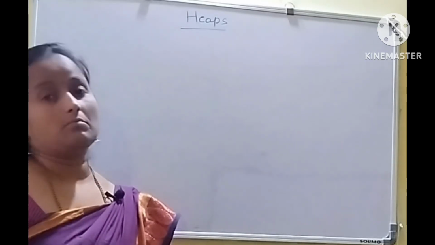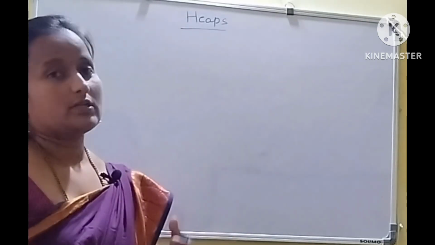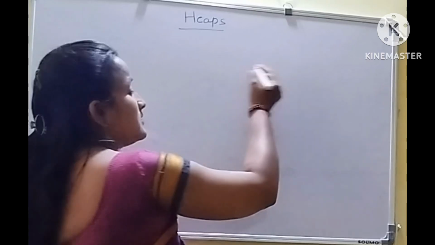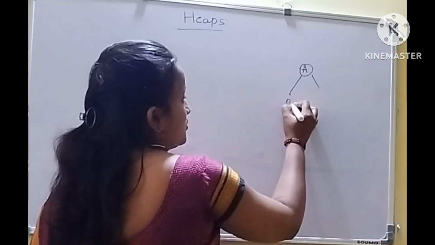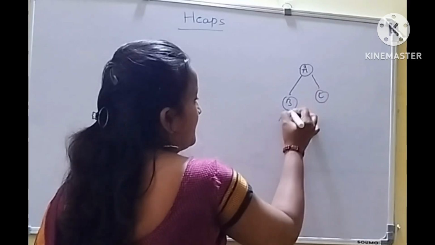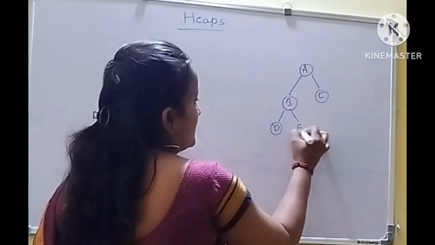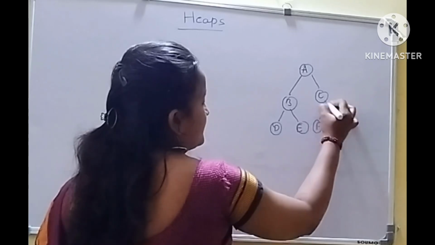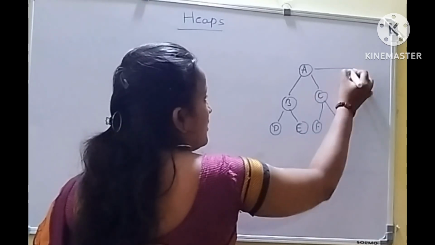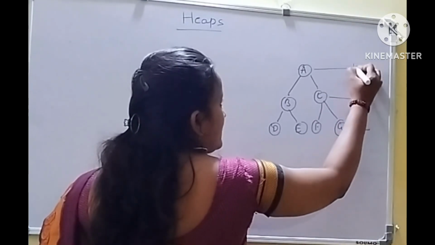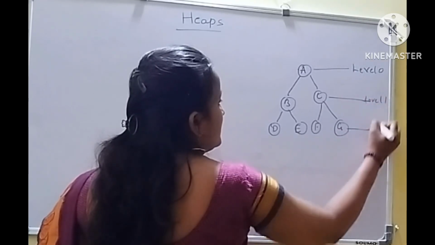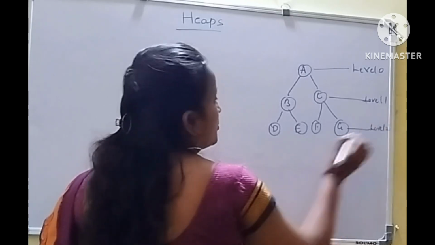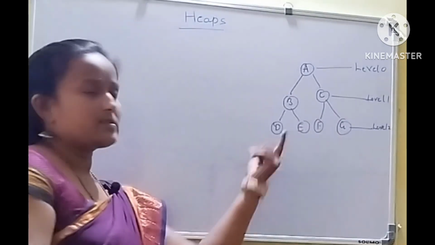A heap is nothing but a complete binary tree. You already know what a complete binary tree is. In a complete binary tree, all the levels should be what? Equal. Suppose I draw A, B, C and D, E, F, G. See here how many levels there are. This is level 0, this is level 1 and this is level 2.